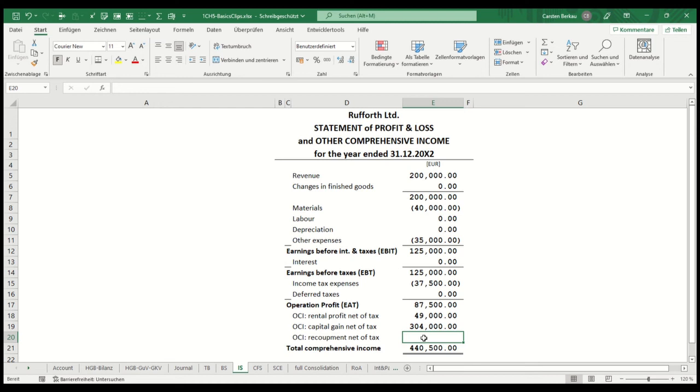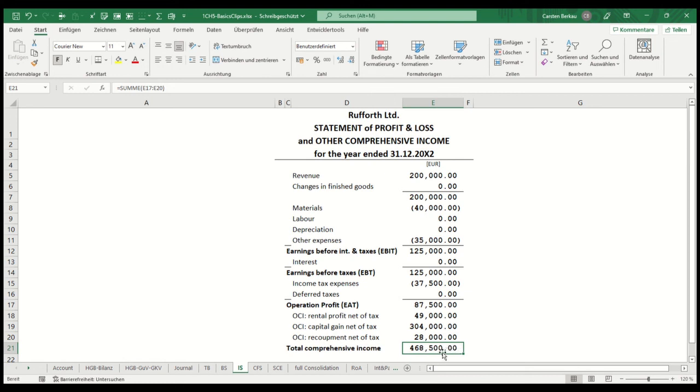Next I consider the recoupment. The recoupment is 40,000. The reason is here that we sell above the cost of acquisition. So for that reason, the total accumulated depreciation count as the recoupment. The recoupment after taxes is 40,000 multiplied by 1 less tax rate of 30%, and that will give me 28,000.